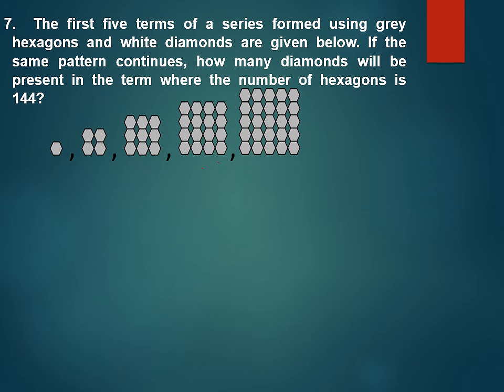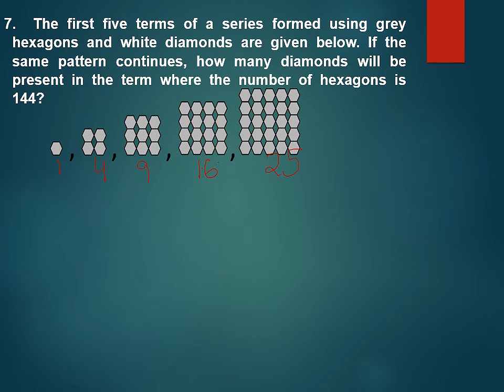Let's solve it together. Let us first count the number of hexagons in each term. Term 1 has 1 hexagon. Term 2 has 4 hexagons. Term 3 has 9 hexagons. Then we have 16 hexagons. Then term 5 has 25 hexagons. Do these numbers look familiar to you? Yes, they are square numbers: 1 squared, 2 squared, 3 squared, 4 squared, 5 squared.